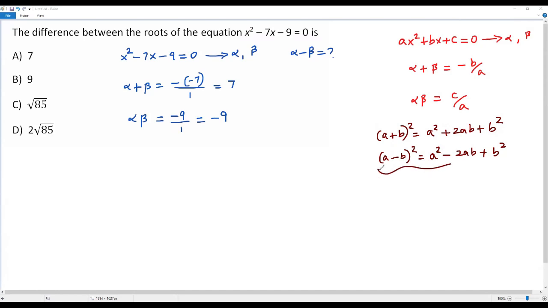Okay, now let me take this second identity over here, that is (a − b)² equals a² − 2ab + b². Okay, now what I'm going to do is on the right side, I'm adding 2ab.